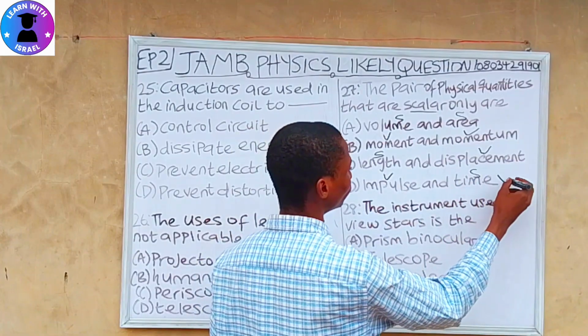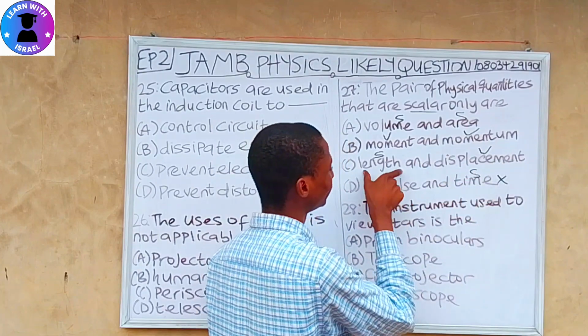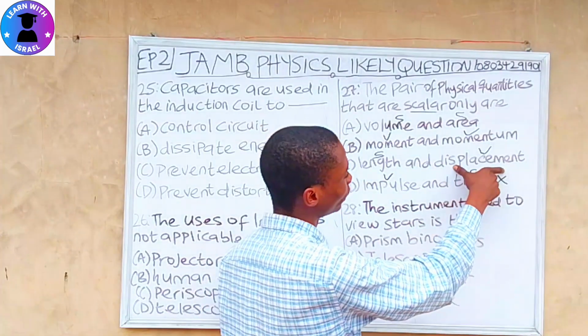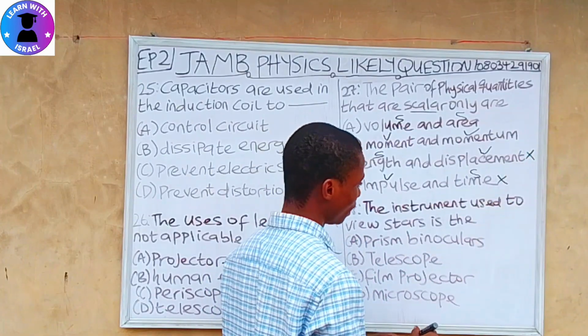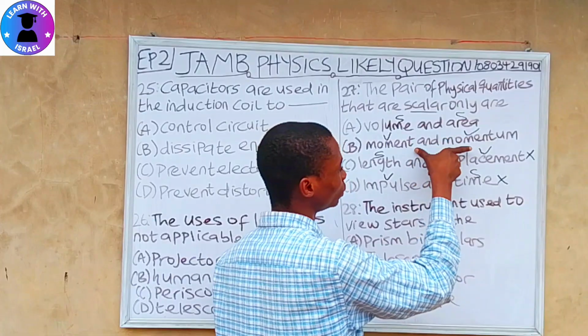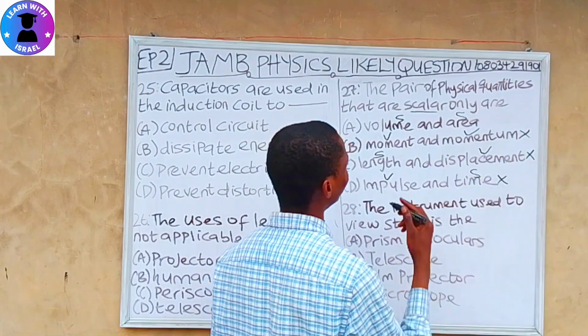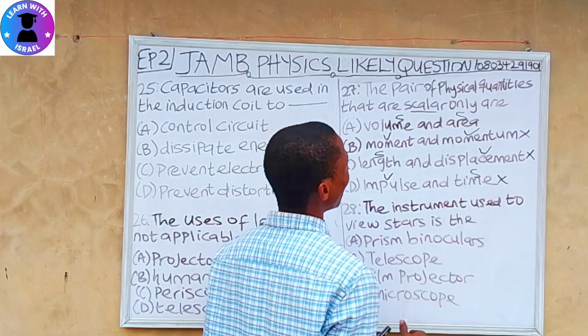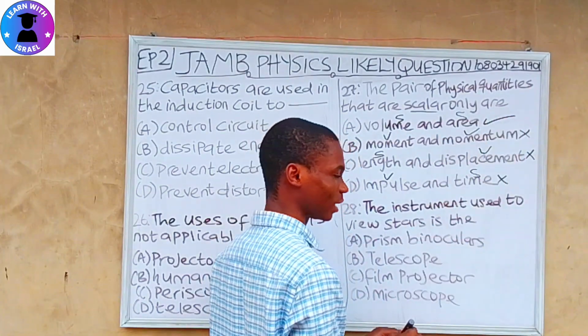So option D is wrong. Option C, length and displacement. Length is scalar while displacement is vector, so option C is wrong. We are looking for the one that has both scalar. For option B, moment and momentum, the two are both vector quantities, so it's also wrong. The correct answer is option A. Volume and area are both scalar only. Volume and area is the correct answer.